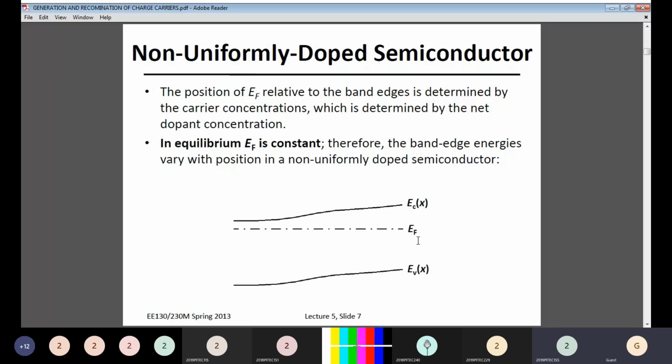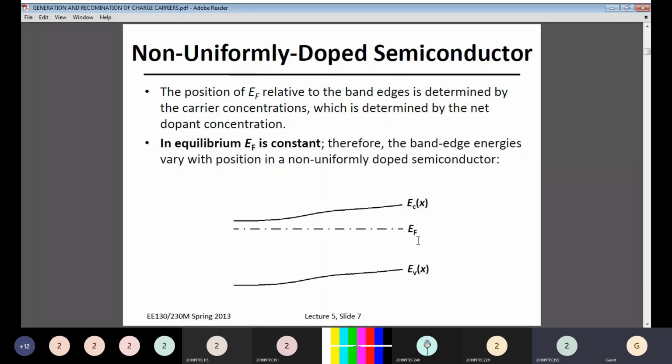Next, the non-uniformly doped semiconductor. Doping you know very well because in the last two classes we have discussed doping. Doping is nothing but the process of adding impurities in order to improve the charge carrier concentrations. Here, in a non-uniformly doped semiconductor, the position of EF relative to the band edges is determined by the carrier concentrations, which is determined by the net dopant concentration. In the equilibrium state, EF is constant.